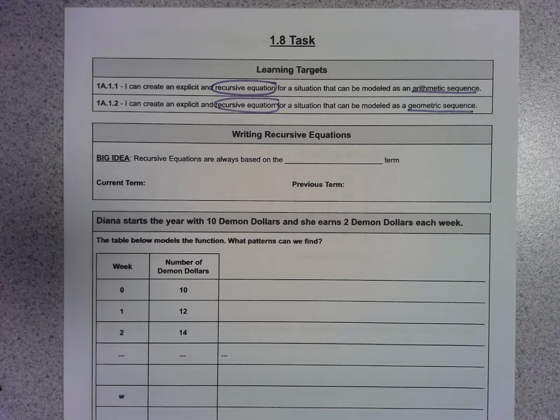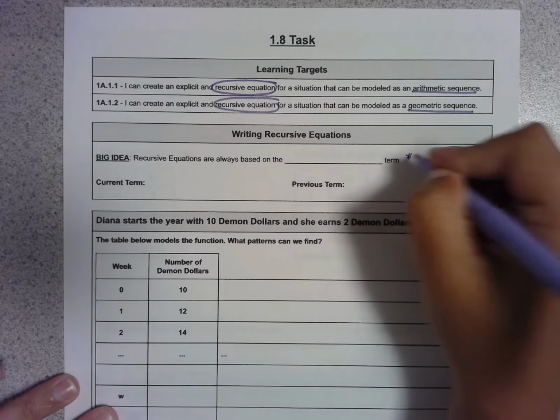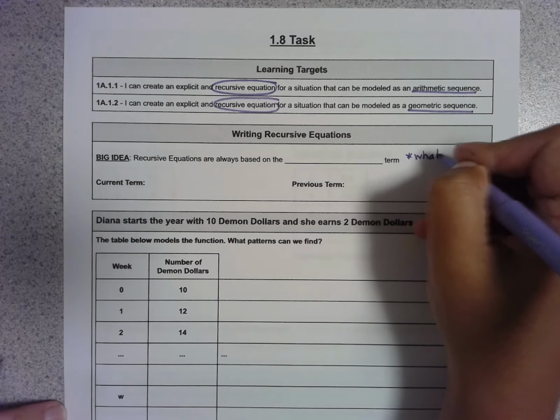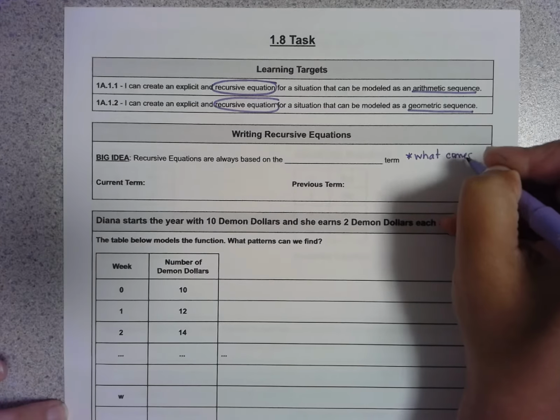Here's the idea behind a recursive equation, which is a different way of thinking about this pattern. The big idea is that a recursive equation is always based on the previous term. Now, when we say previous term, it means instead of being able to find a pattern that works for any input you want, it's a pattern that only works if you're just trying to find what comes next. So all we are going to ask ourselves for a recursive equation is what comes next.